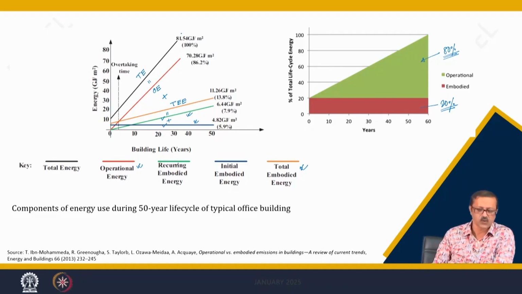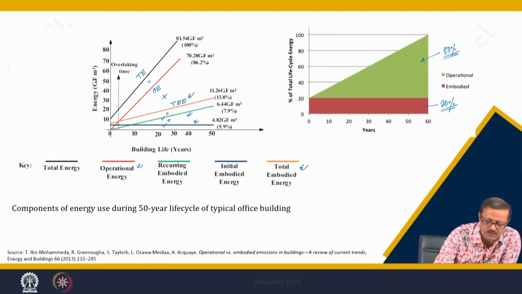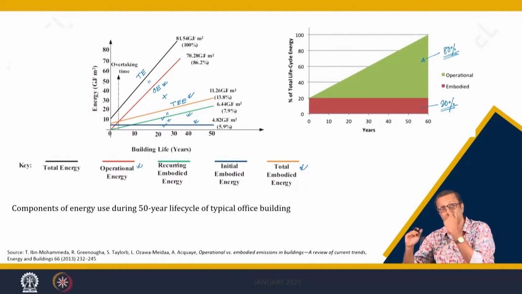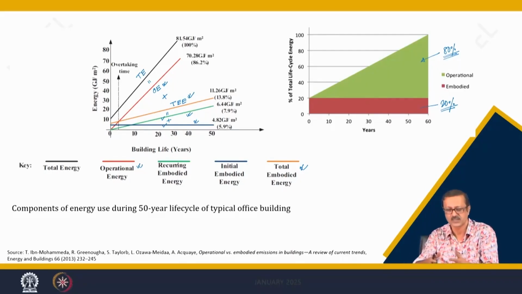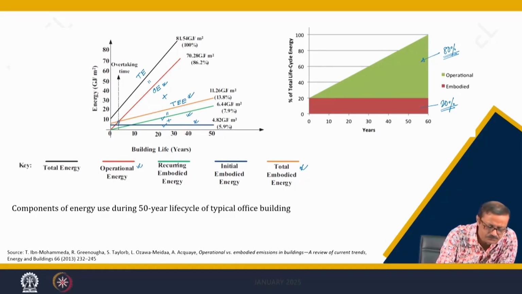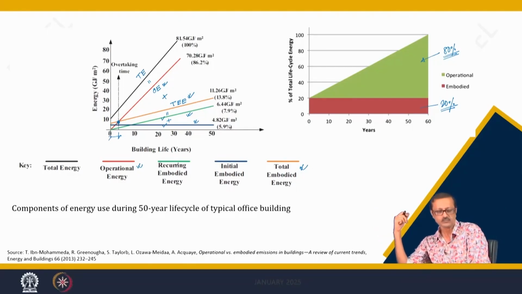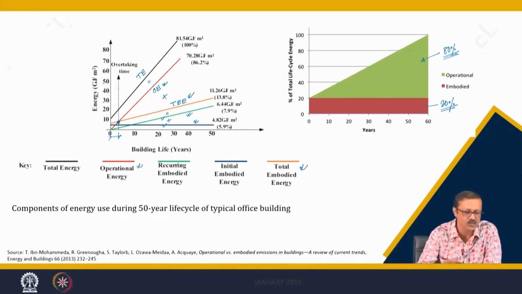Now, if you see the total embodied energy, which is the addition of the recurring and the initial, and the operating energy, these two are sloping lines, but the TEE, the total embodied energy, slopes a little less because it is not so intensified, it is only 20% of it. The operating energy inclination is higher than the total embodied energy inclination. So, after certain years, the operational energy is going to cross the total embodied energy, and that is called the overtaking time.